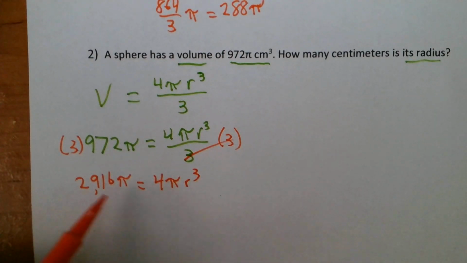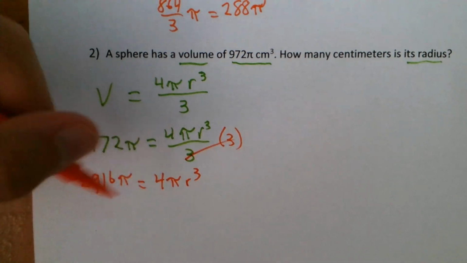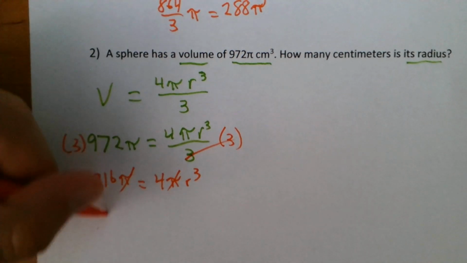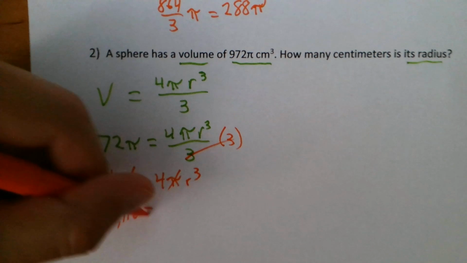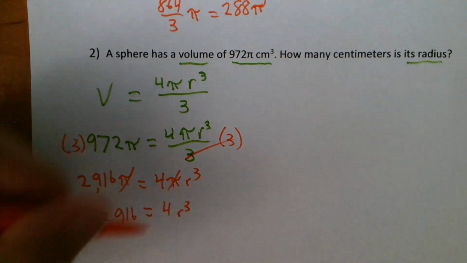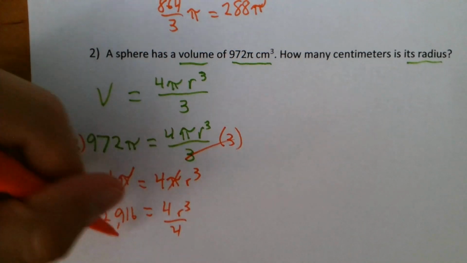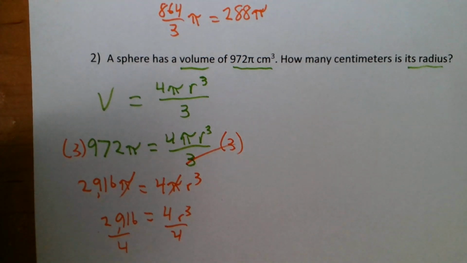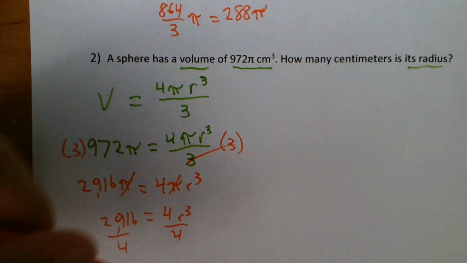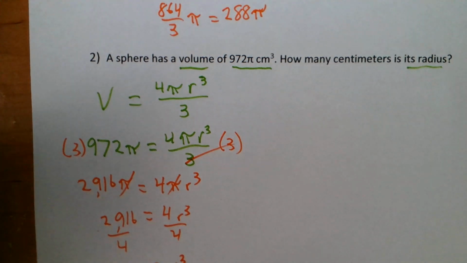Now notice, pi is on both sides. So if I divide by pi, it's just going to cancel that out both times, which makes life pretty easy. So now you have 2,916 equals 4 r cubed. Divide by 4. That gives me 729 equals radius cubed.